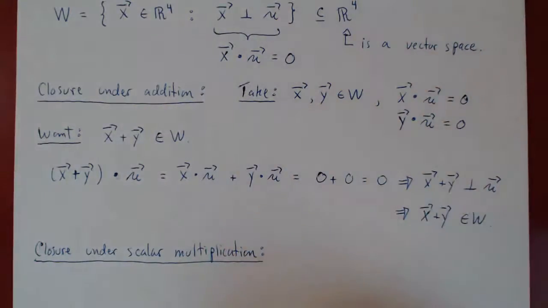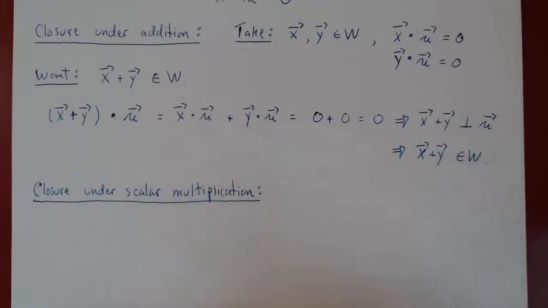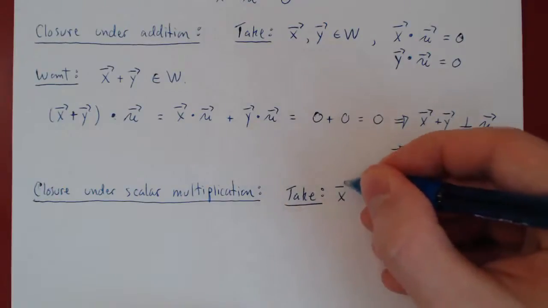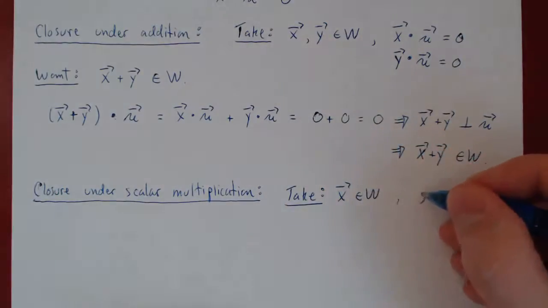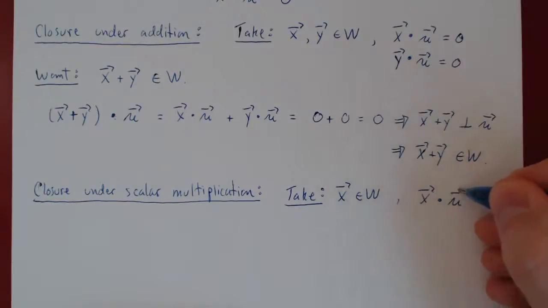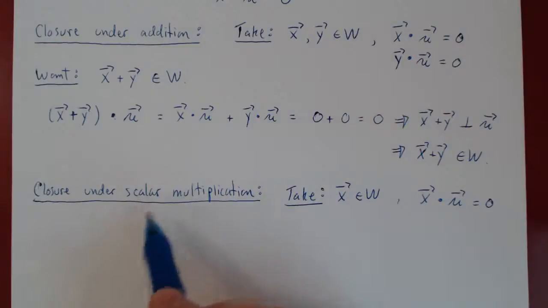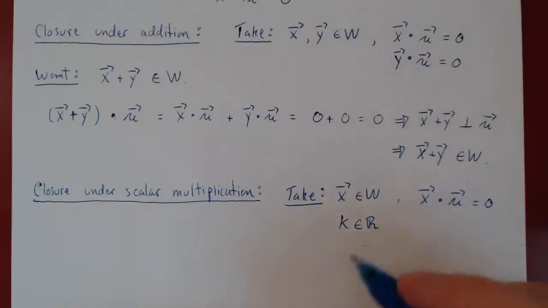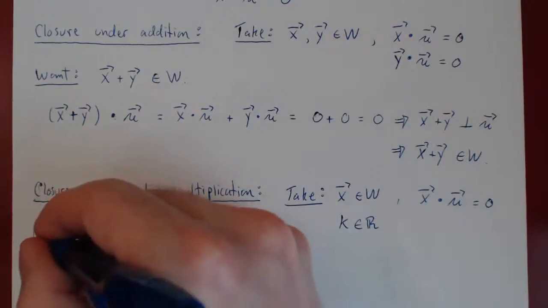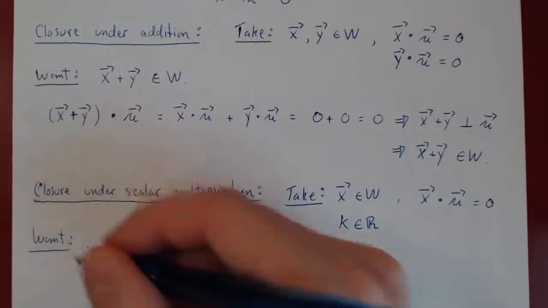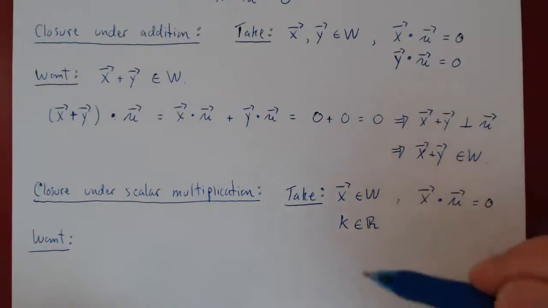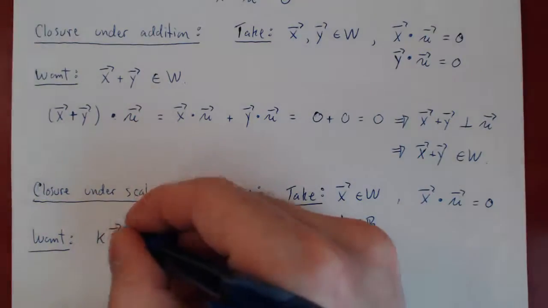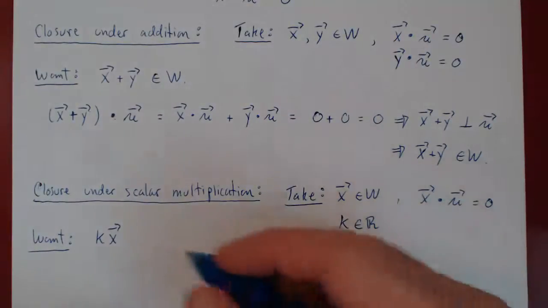And once again, the name gives it away. So what do we take in this case? We take a vector in W, say x. So x is in W, therefore x is perpendicular to u, therefore x dotted with u is equal to 0. But it's called scalar multiplication, so we take, of course, an arbitrary scalar. So k is some arbitrary real number. And what do we want to show? Well, that the space is closed under scalar multiplication. So if we do take an element of our space and multiply this vector by any scalar k, the resulting element is still inside of the space W.